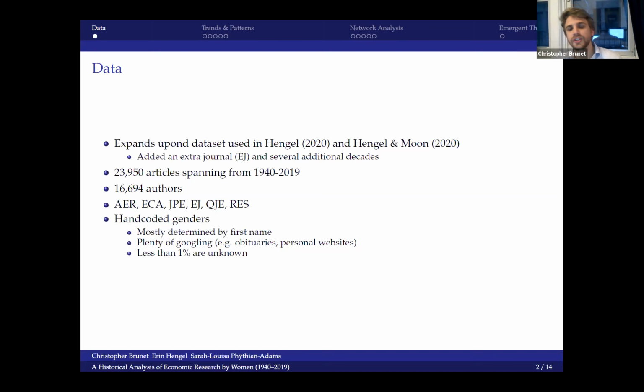The reason we chose these 6 journals is because we chose the top 5 and then added Economic Journal, because at the time our data set began in 1940, Economic Journal was widely considered to be the preeminent general interest economic journal. In all of these articles, there are something like 17,000 authors. For each author, we hand-coded their gender. This was mostly determined by their first name, which is standard in the literature, but also plenty of detective work, Googling their obituaries and personal websites, and ultimately you're left with less than 1% of unknown genders.